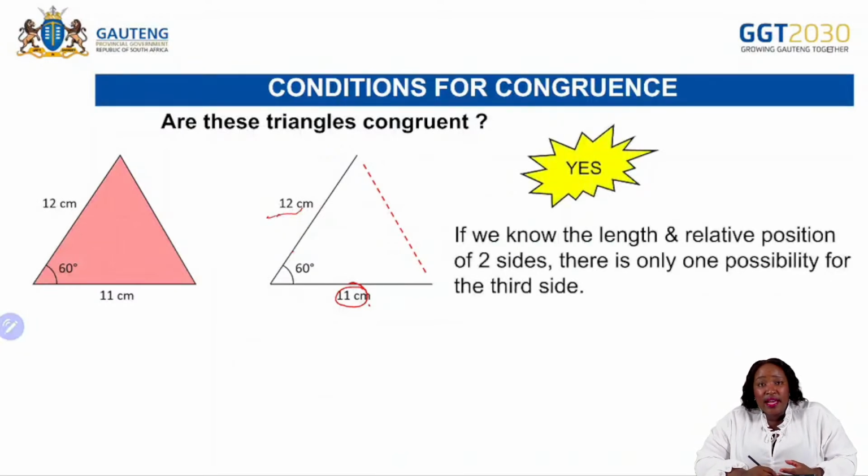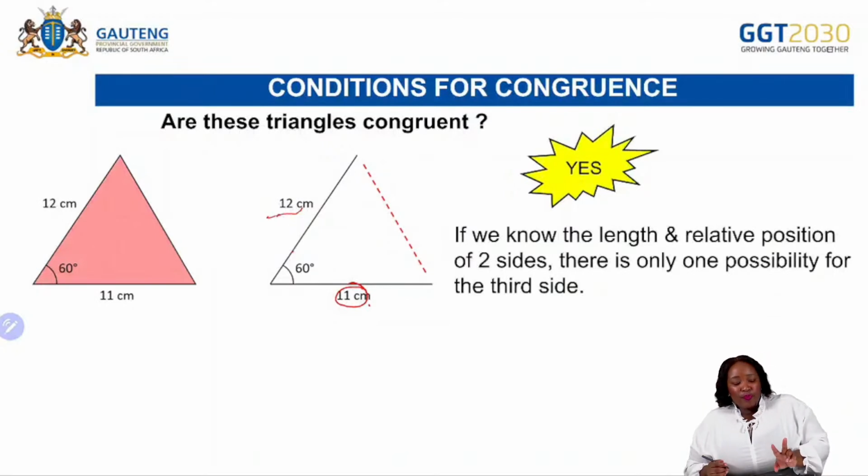We would say that if we know one length, like 11 centimeters, and we also know the position of the second side, there's only one other side. There's only one possible solution for the third side.